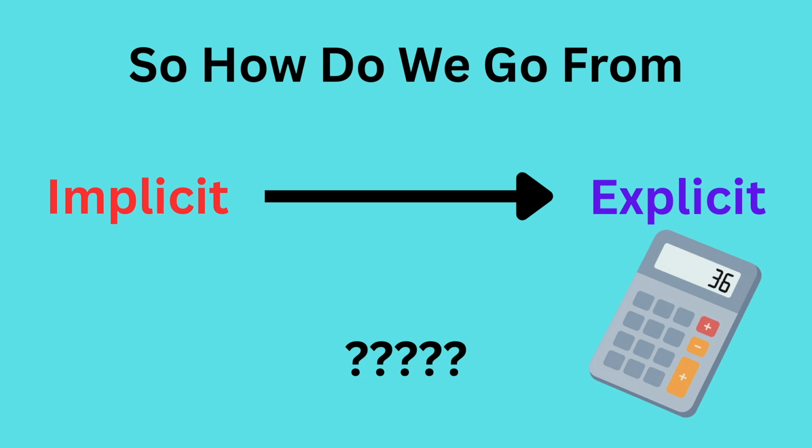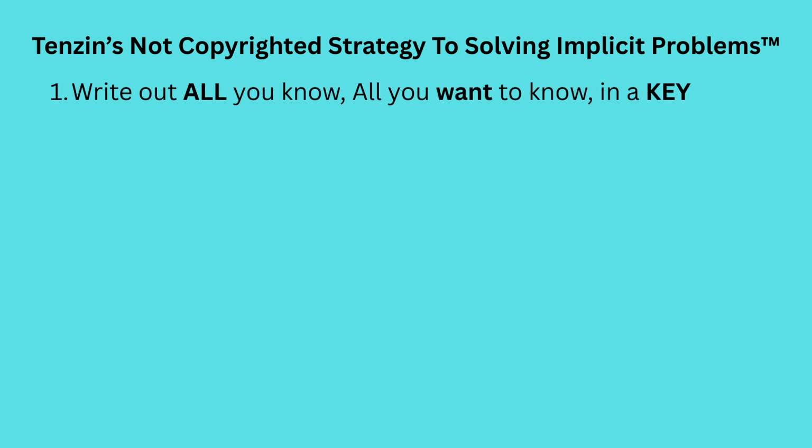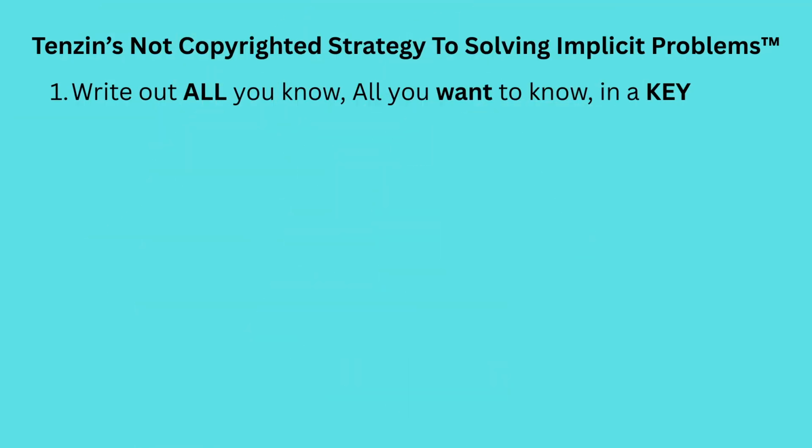Explicit problems are easy to solve. Just put them in the calculator, and you're doing great. Implicit problems should be approached in whatever way you find the most intuitive, but here's my strategy. Step 1. Write out all you know, and all you want to know in a nice variable format. Write a key, or a table, for the scenario, and what we're given, and what we want to find.